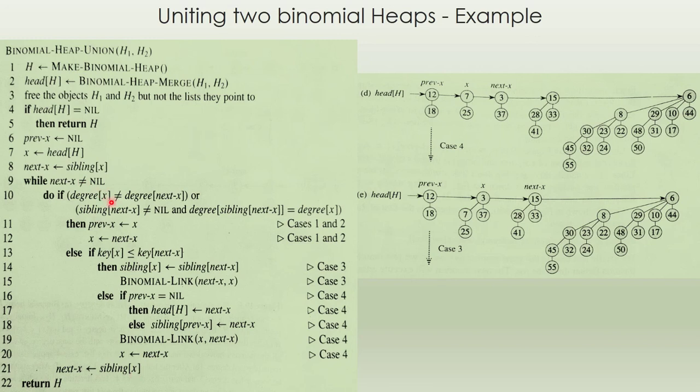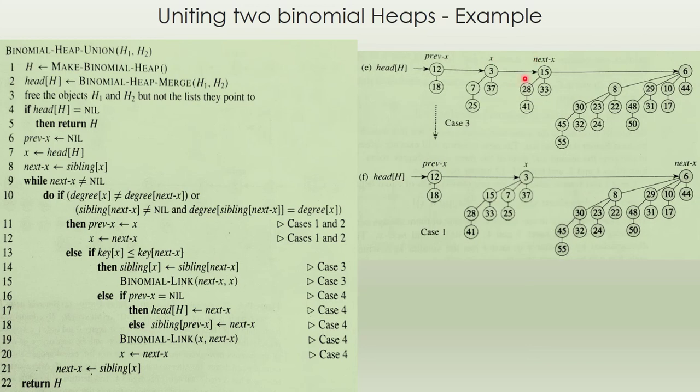So here if we notice, again case 3 will be satisfied. That means these two binomial trees, x and next x, have the same degree. Here also x and next x have the same degree. So here 3 has the lesser value, so case 3 will be executed. That means this binomial tree will be linked with 3. So we'll get a bigger binomial tree. Here in this diagram, case 1 is satisfied, so we just march ahead. So now we get a binomial heap with binomial trees of different degrees.